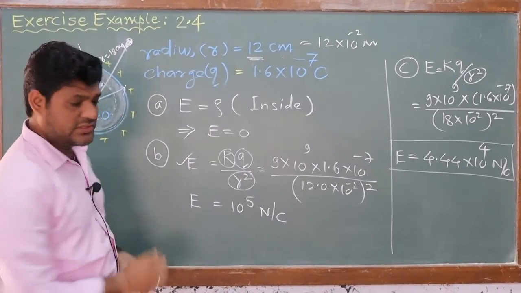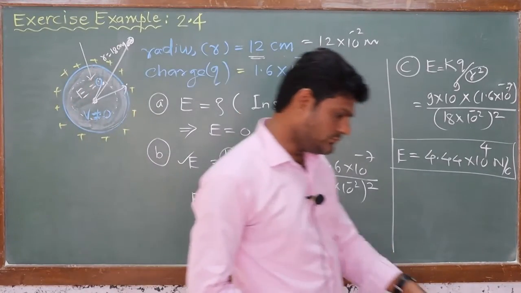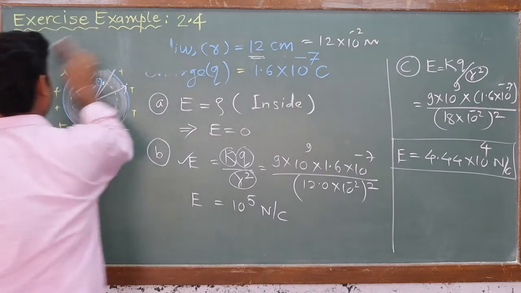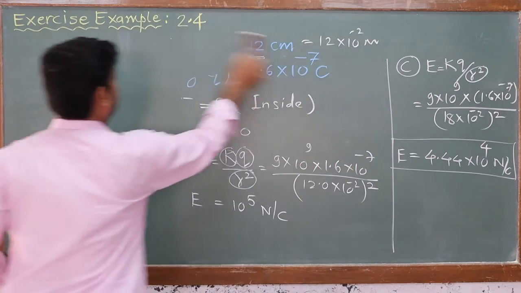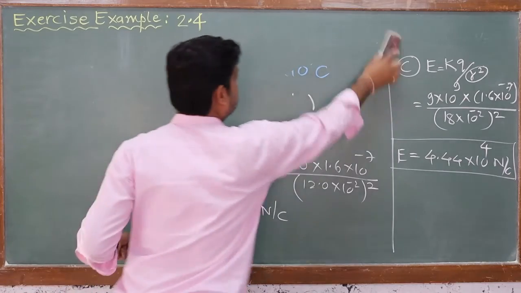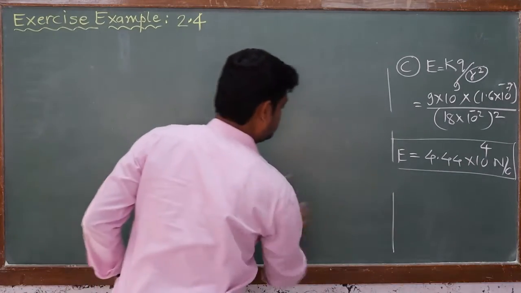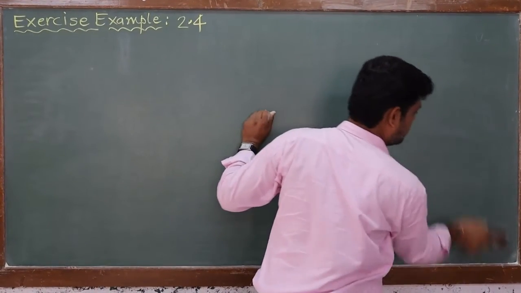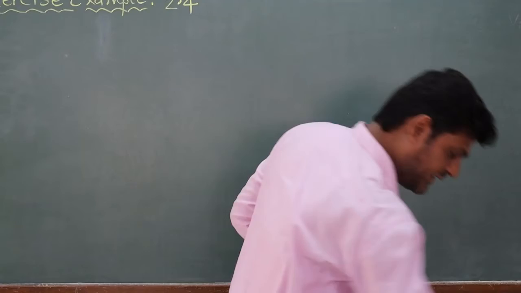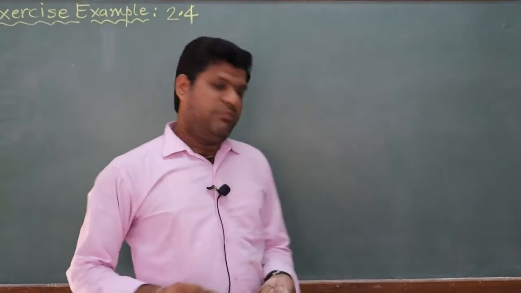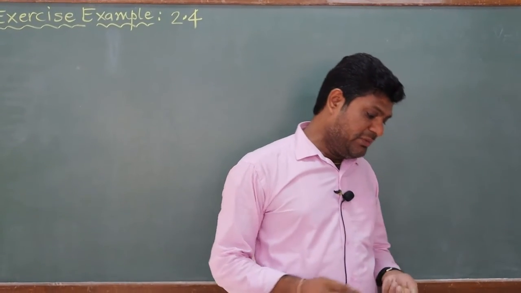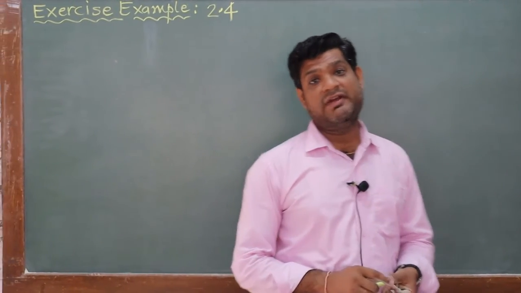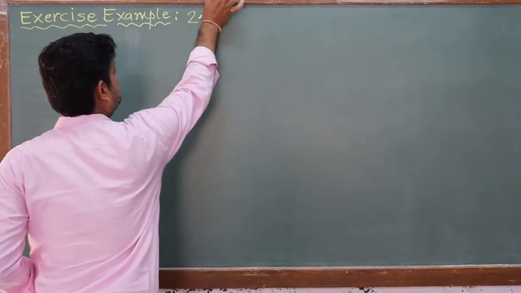Now we will move towards 2.5. One of the important numericals, 2.5. See what is given in 2.5. A parallel plate capacitor with air between them. At that time the capacitance is 8 microfarad. Now we will discuss 2.5.